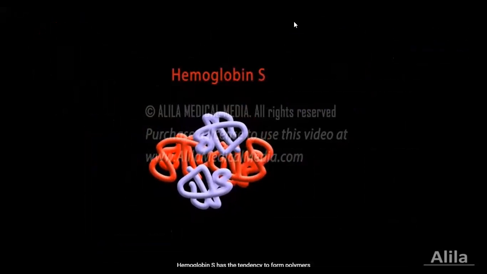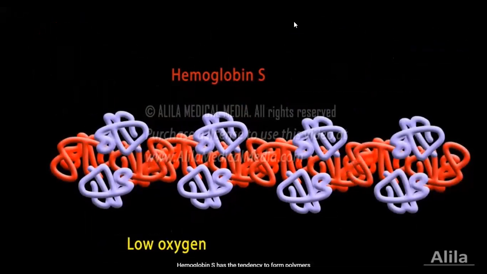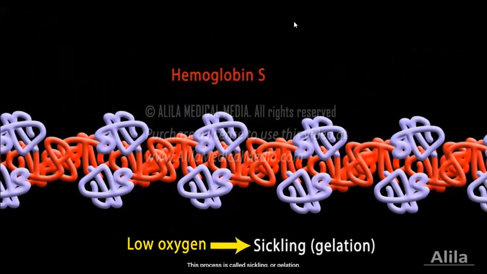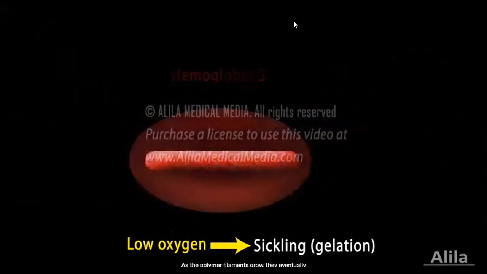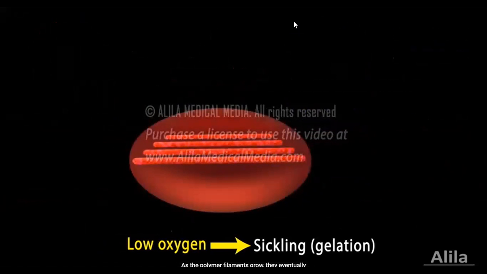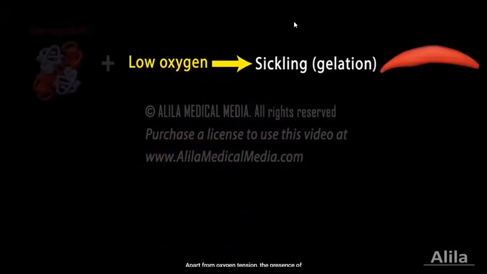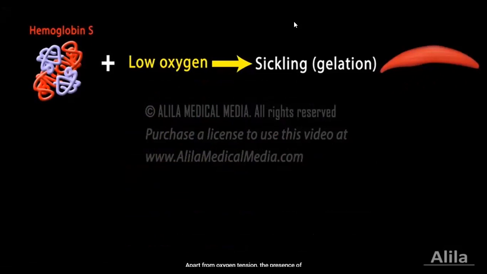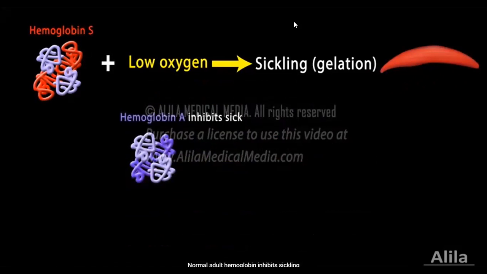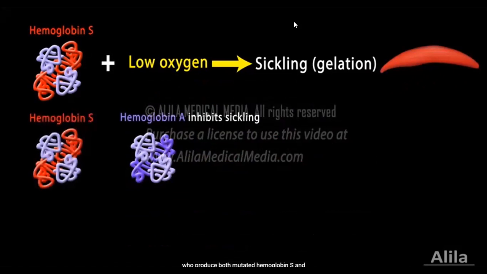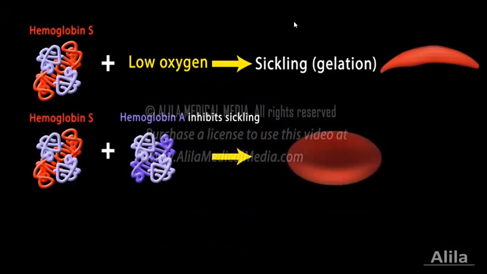Hemoglobin S has the tendency to form polymers under low oxygen conditions. This process is called sickling or gelation for the gel-like consistency of the resulting polymer. As the polymer filaments grow, they eventually involve the cell membrane and distort the cell into the characteristic crescent shape. Apart from oxygen tension, the presence of other hemoglobins also seems to affect the sickling process. Normal adult hemoglobin inhibits sickling, and this explains why heterozygous parents who produce both mutated hemoglobin S and normal hemoglobin A do not usually develop the disease.